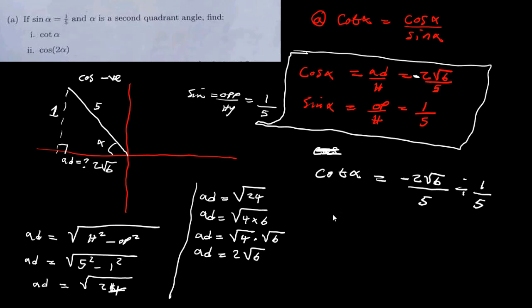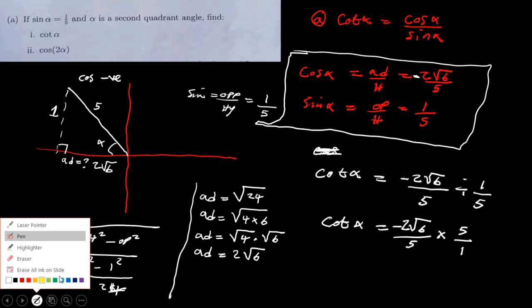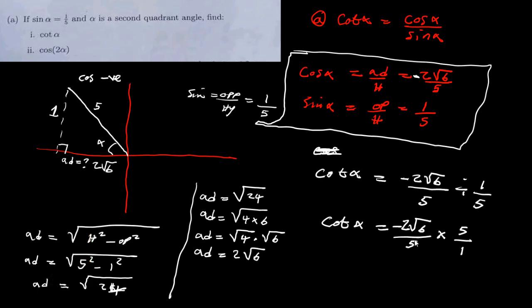With that done, cot alpha is equal to negative 2 square root 6 over 5, and then this sign will change to multiplication and this will swap, so that there will be 5 there and 1 down as our denominator. After we do that, we can cancel out this 5 and also that one.